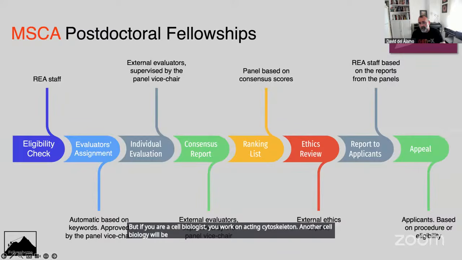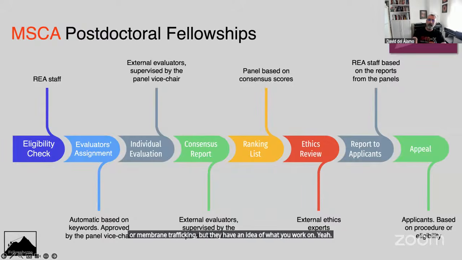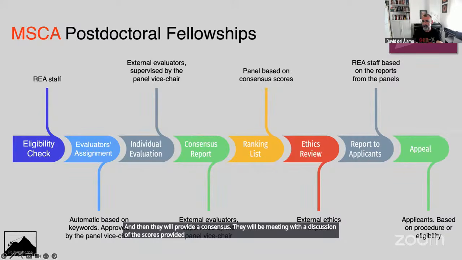Three people are assigned. Three cell biologists will be assigned to your application. They may not work specifically on the actin cytoskeleton. They might work on the tubulin cytoskeleton or on membrane trafficking, but they have an idea of what you work on. And then they will provide a consensus. There will be a meeting with a discussion of the scores provided by these evaluators by a committee. There's basically a panel per topic. There are 8 panels.